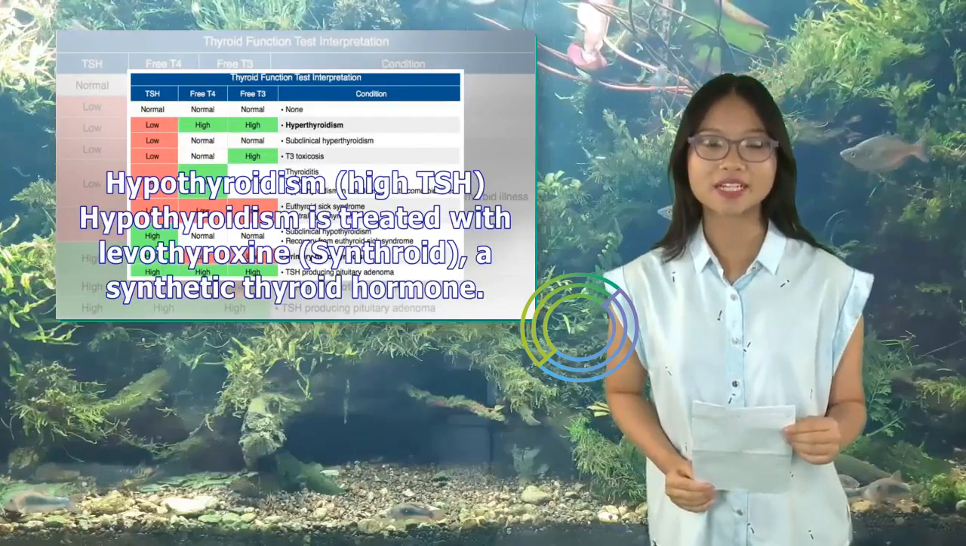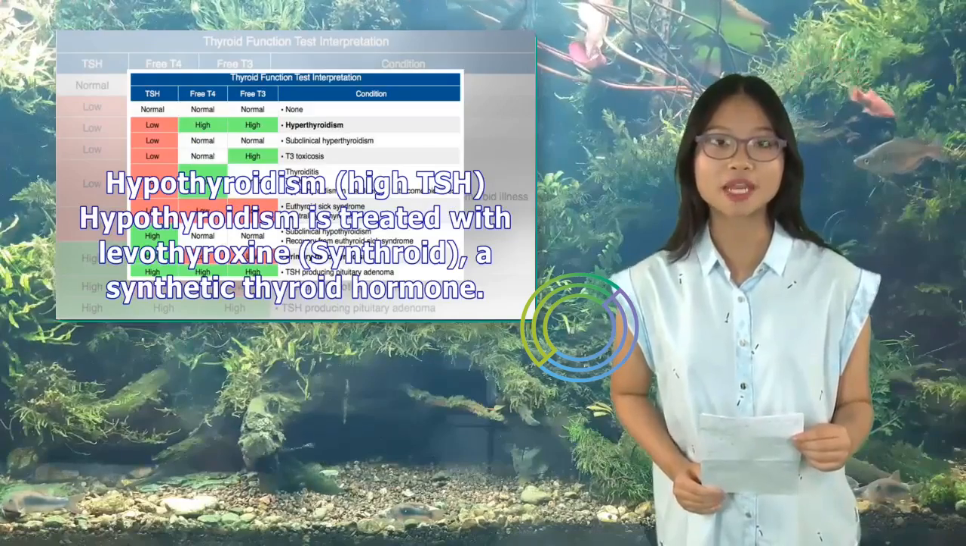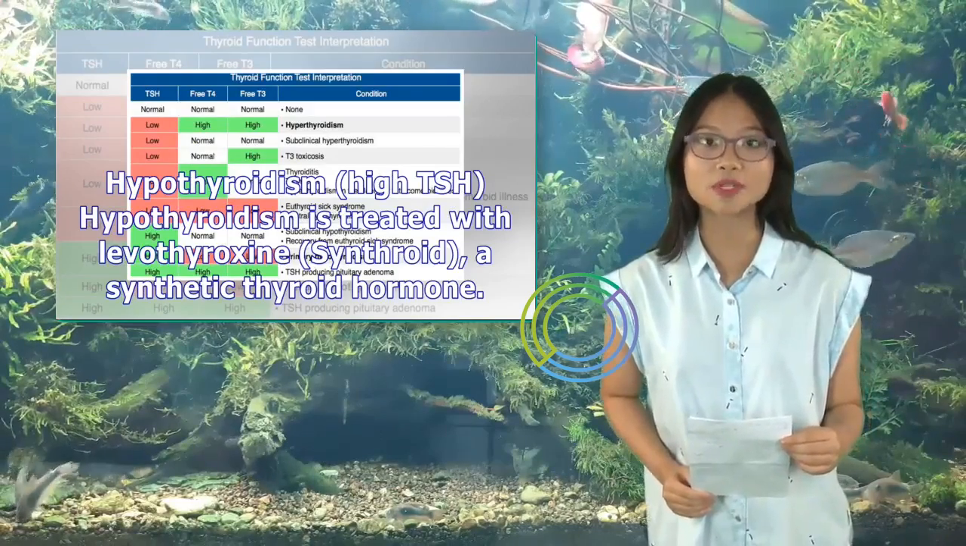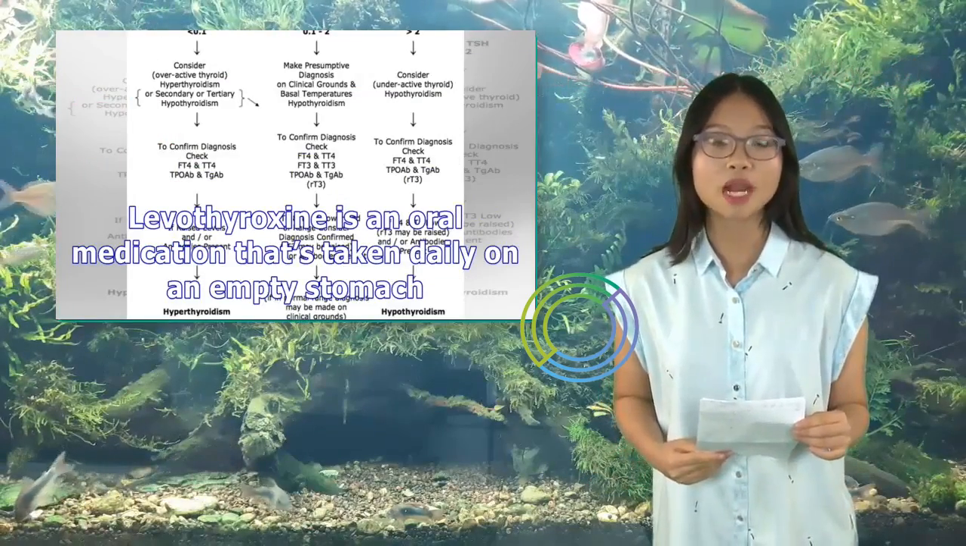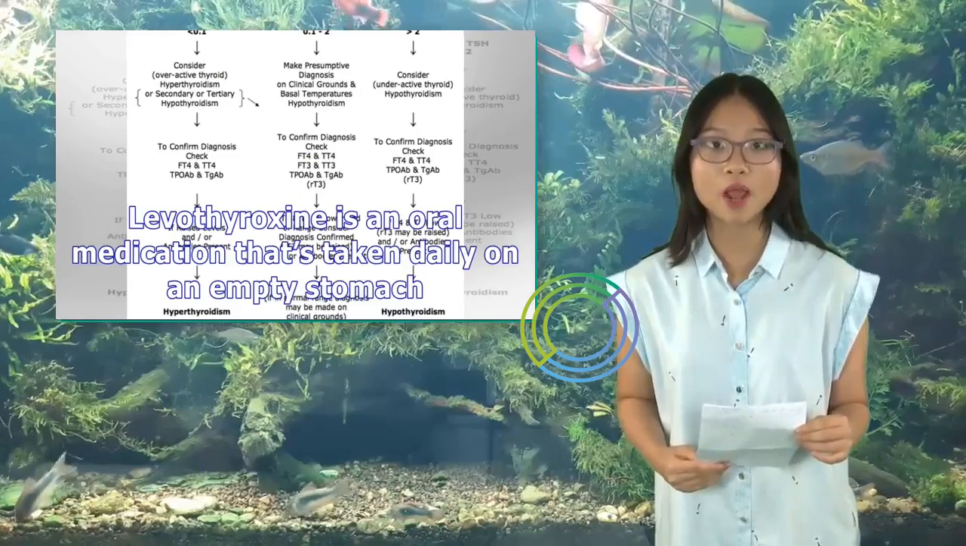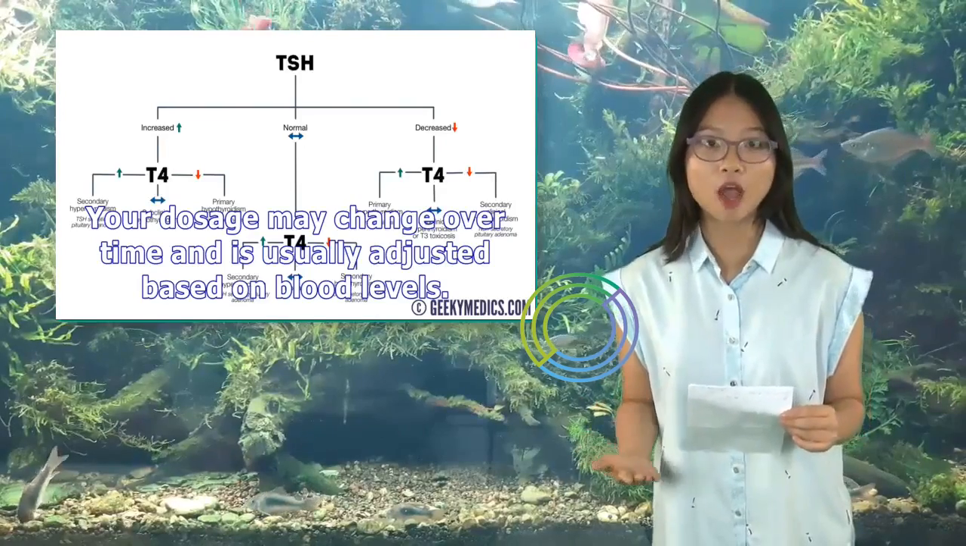Hypothyroidism. High TSH hypothyroidism is treated with levothyroxine, Synthroid, a synthetic thyroid hormone. Levothyroxine is an oral medication that's taken daily on an empty stomach. Your dosage may change over time and is usually adjusted based on blood levels.